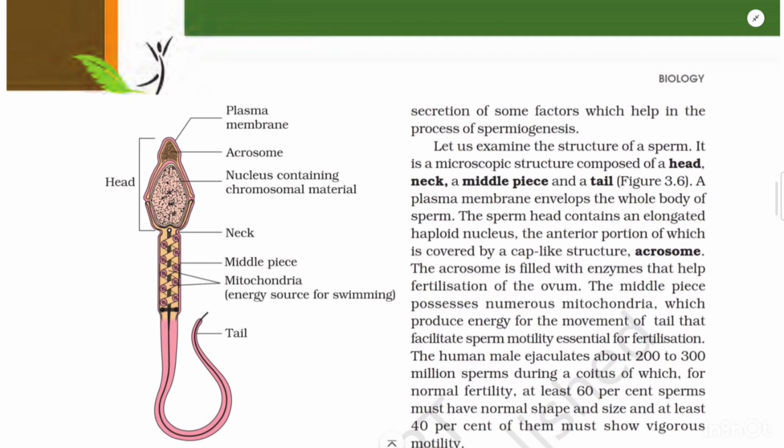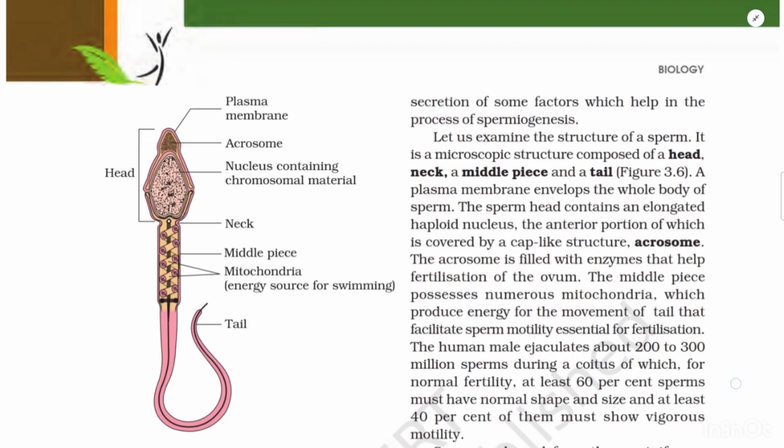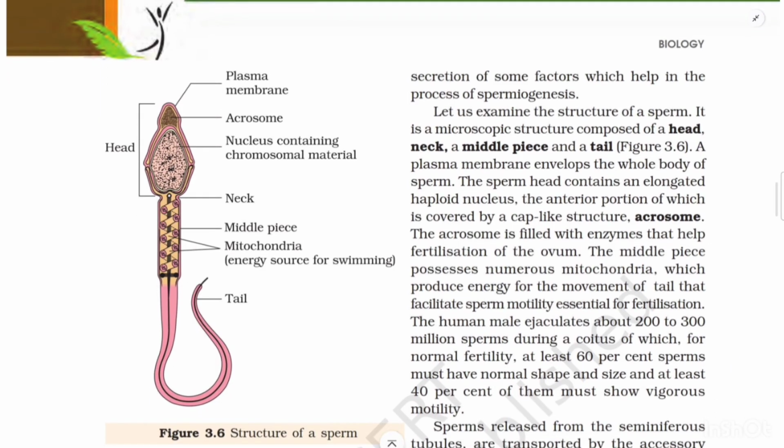Let us examine the structure of a sperm. It is a microscopic structure composed of a head, neck, a middle piece, and a tail. Figure 3.6. A plasma membrane envelopes the whole body of the sperm. The sperm head contains an elongated haploid nucleus, the anterior portion of which is covered by a cap-like structure, acrosome. The acrosome is filled with enzymes that help fertilization of the ovum.